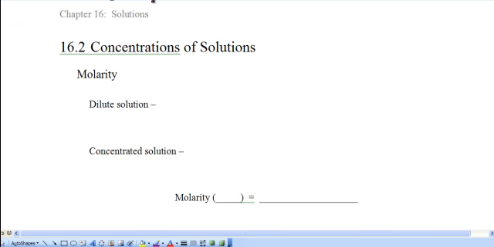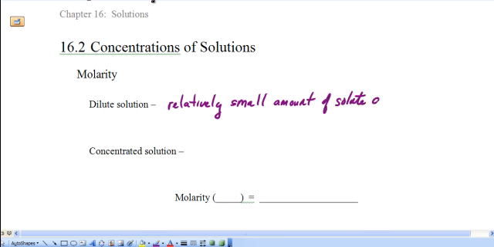First of all, a dilute solution. A dilute solution is a solution that has a relatively small amount of solute dissolved in it, as opposed to a concentrated solution that has a relatively large amount of solute dissolved.